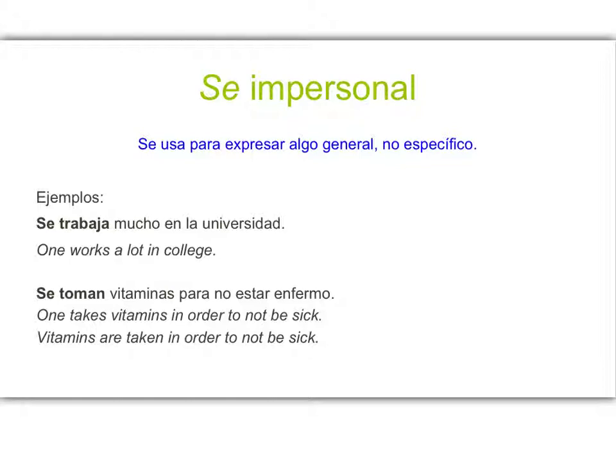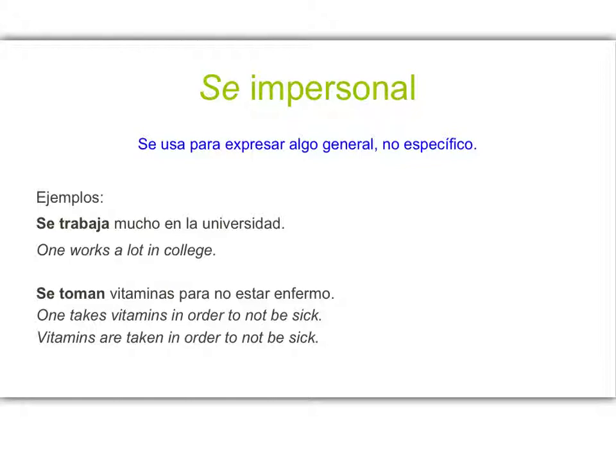So you put se in front of the verb. And it's always the third person form of the verb. It would either be trabaja or trabajan. In this case, trabaja because we're singular, but we'll get into that in a moment. Here's an example then of a plural. Se toman vitaminas para no estar enfermo.